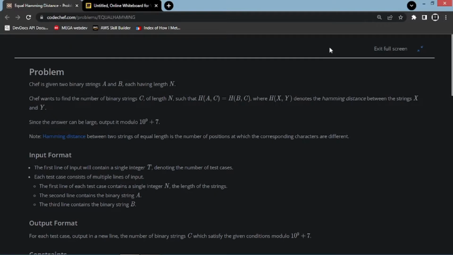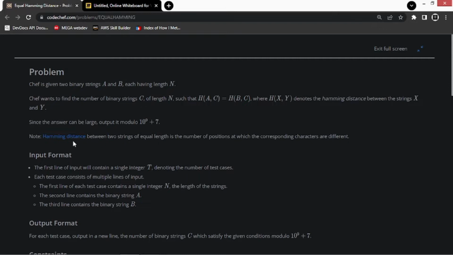I am Akshat Mishra, and in this video we'll be upsolving the Equal Hamming Distance question from CodeChef Starters 75. The problem was that Chef was given two strings A and B, each of length n. Chef wants to find the number of binary strings C of length n such that HAC is equal to HBC, where HXY denotes the Hamming distance between the strings X and Y.